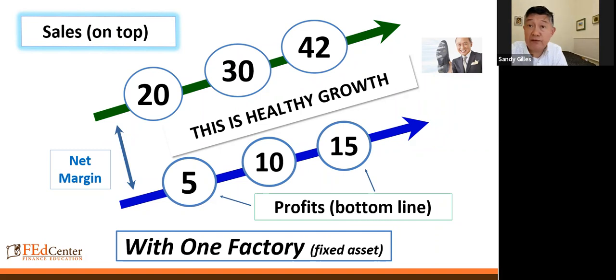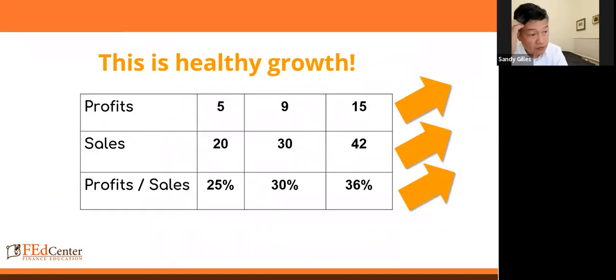We can also learn a lot from dividing 5 by 20, 10 by 30, 15 by 42. That tells you the net margin. How profitable is the company? Is it a product where you can charge a high price? All right. So how do you find that out? You divide 5 over 20, profits over sales. You should get 25%.